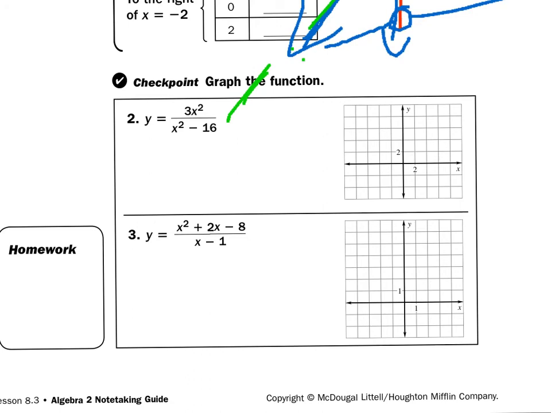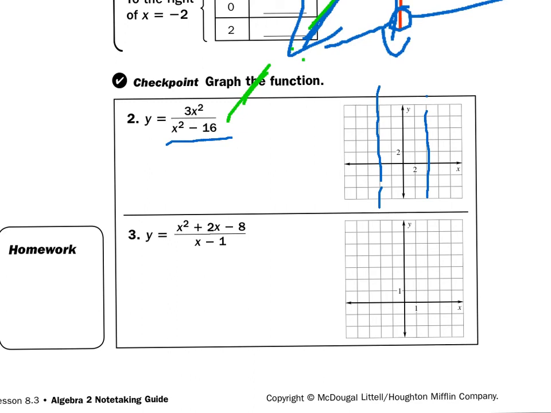Now on this one, we're going to have an asymptote. What are my asymptotes going to be? Well, what's going to make the bottom 0? The bottom's going to be 0 at 4 and negative 4. So I'm going to have an asymptote right here and right here. Okay, so it's going to be one of those graphs that has 3 components to it.